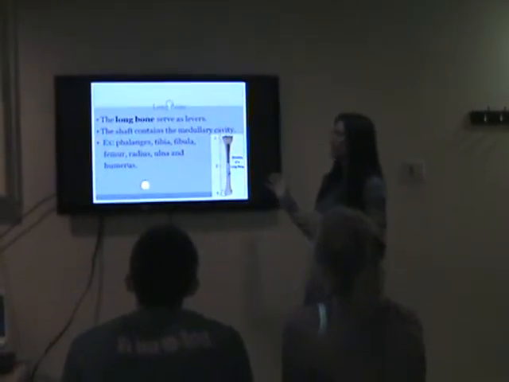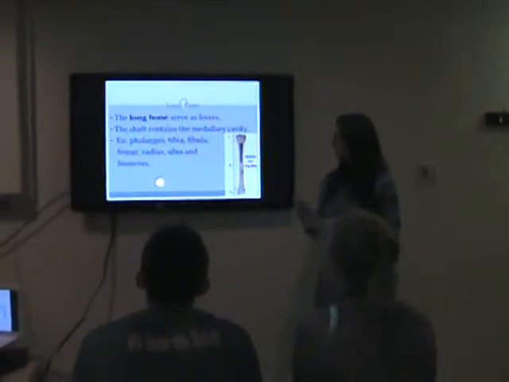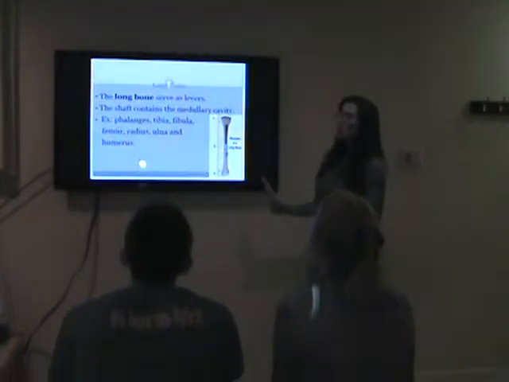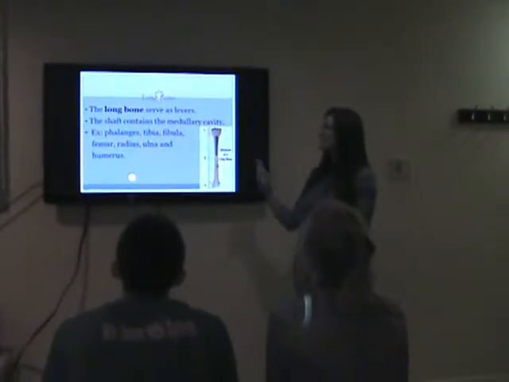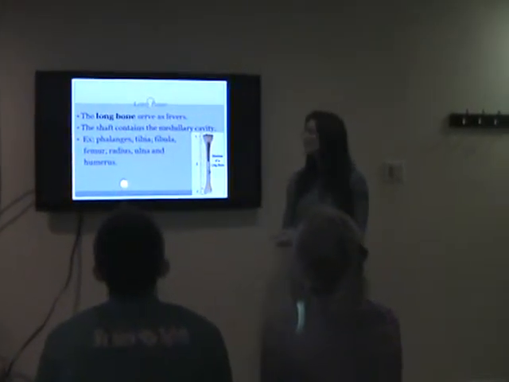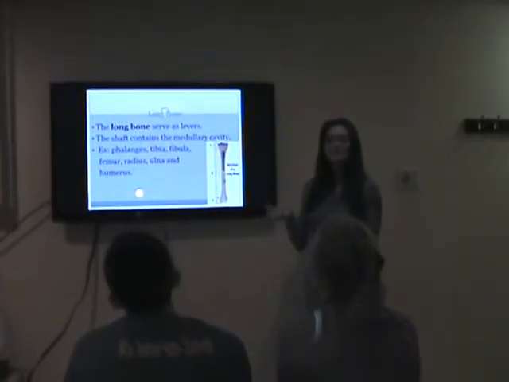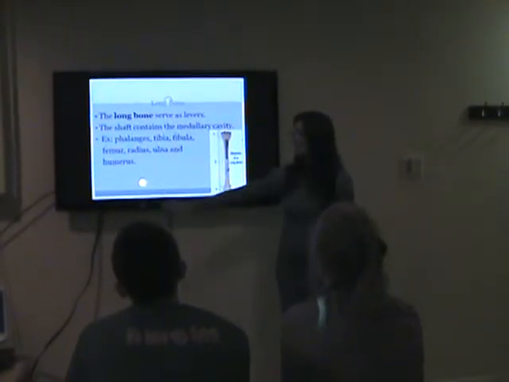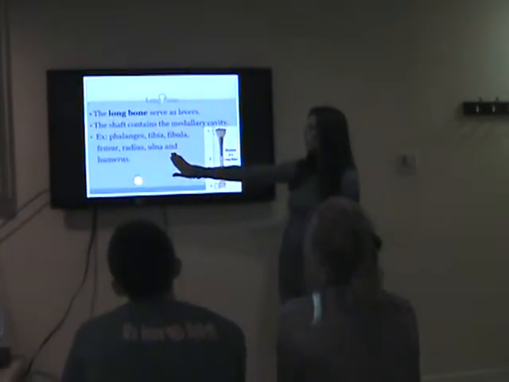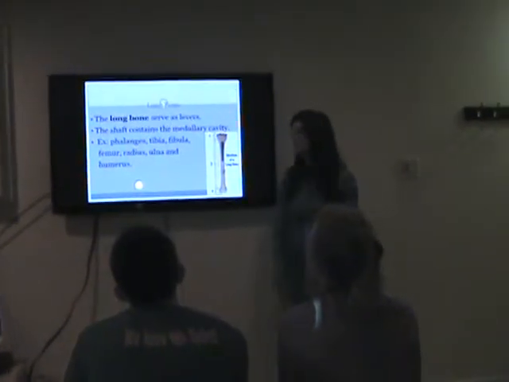Let's go first with the long bone. The long bone serves as levers, and the shaft contains the medullary cavity. Examples are phalanges, tibia, and fibula. The femur, ulna, and humerus are also long bones.